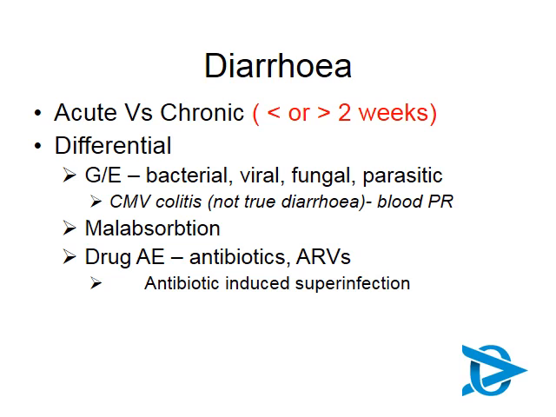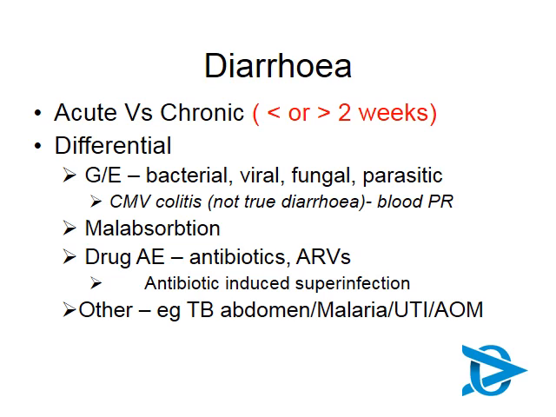And then, of course, our drug adverse events, very important, such as antibiotics, ARVs, and of course, we can also include the antibiotic-induced superinfection. And then there's a whole range of conditions that might not necessarily be directly involving the gastrointestinal tract. TB abdomen and MAC can lead to diarrhea, but also conditions such as malaria, urinary tract infections, and of course, our otitis medias.